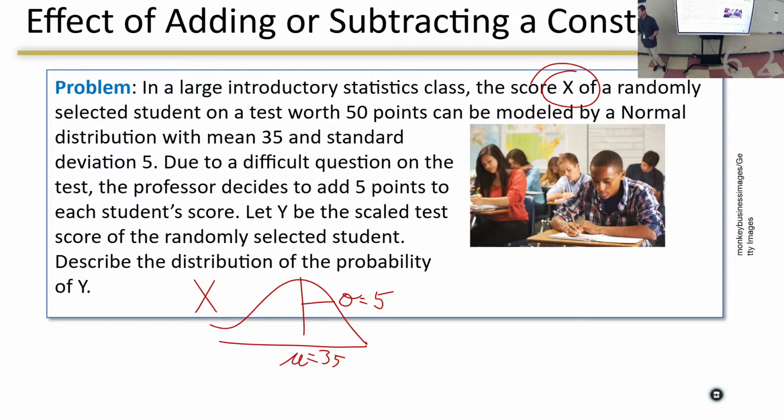Remember, when you describe the distribution, you better talk about the shape, center, and spread. And if I only add 5 points, guess what my shape's going to still be? Normal. Guess what my spread's still going to be? 5. But now my center, instead of being at 35, is going to be at 40. So here's how I would show this. The mean of Y is equal to the mean of X plus 5.